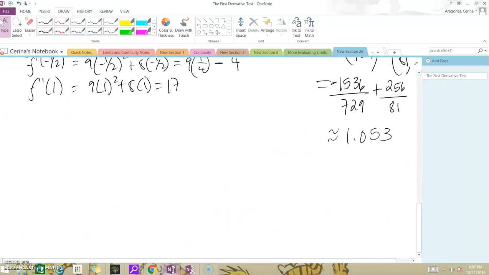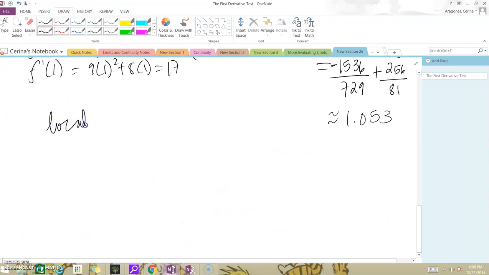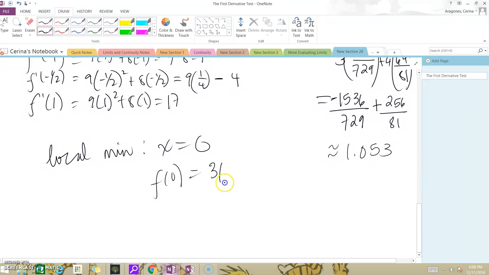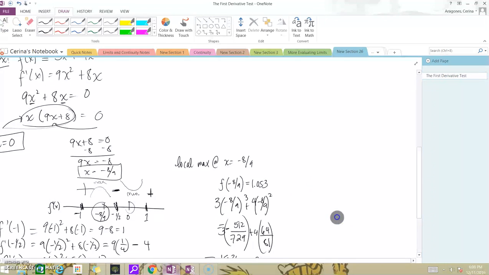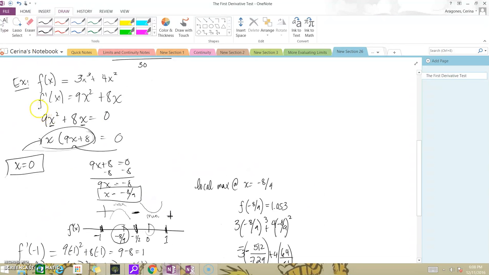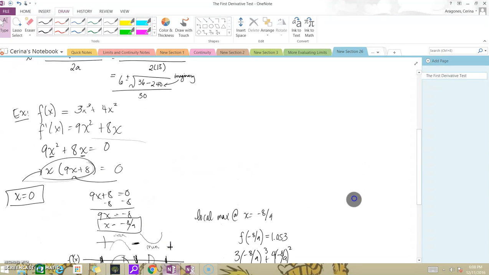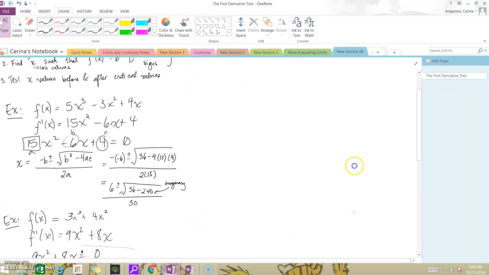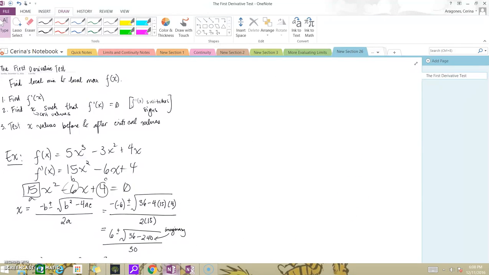Our local min is at x equals 0, which f of 0 happens to be 3 times 0 cubed plus 4 times 0 squared, which is just 0. So we have a local min at (0, 0). Okay? So you find out when your derivative becomes 0, see if it switches signs, and that tells you whether you have a max or a min. So that's the first derivative test.